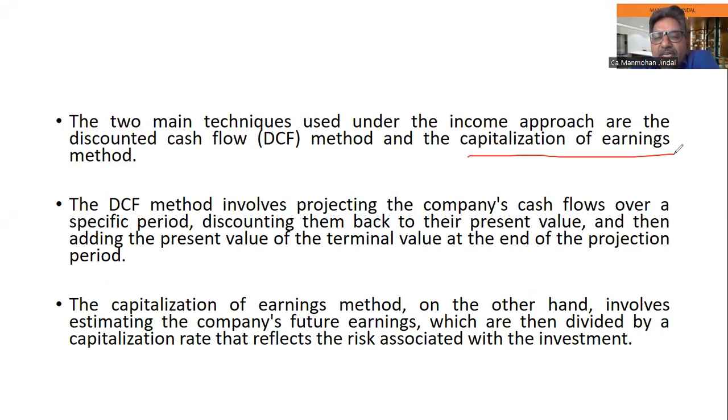The DCF method involves projecting the company's cash flow over a specific period, discounting them back to the present value, and then adding the present value of the terminal value at the end of the projection. While the capitalization of earning method involves estimating the company's future earnings, which are then divided by a capitalization rate that reflects the risk associated with the investment. So these two techniques are taken care of under the income approach.